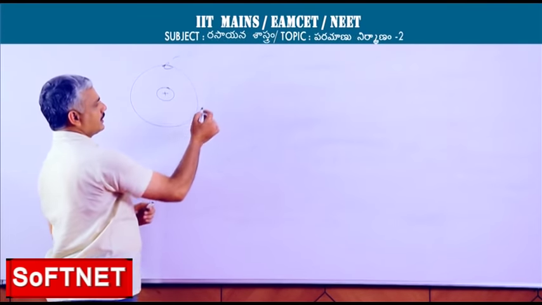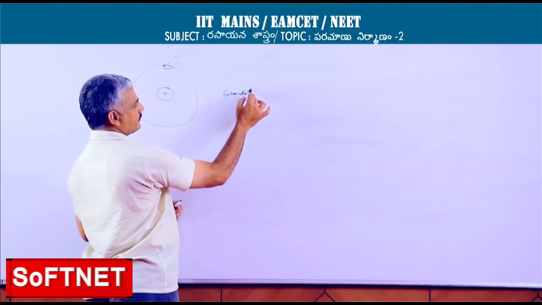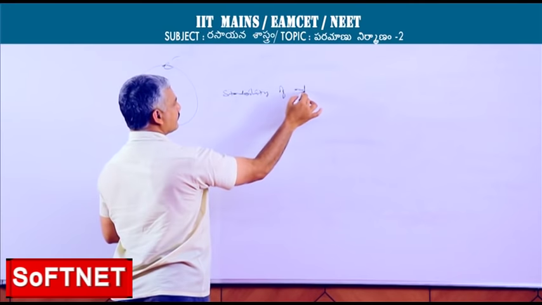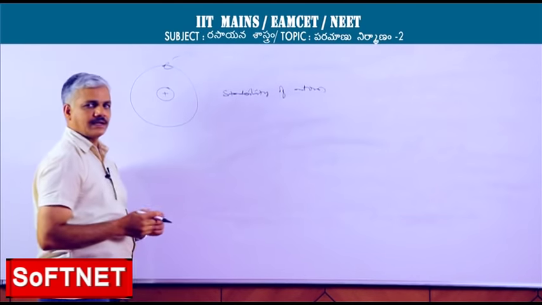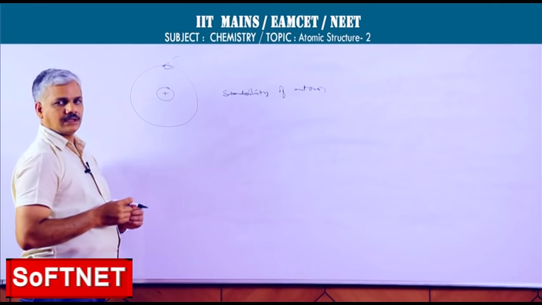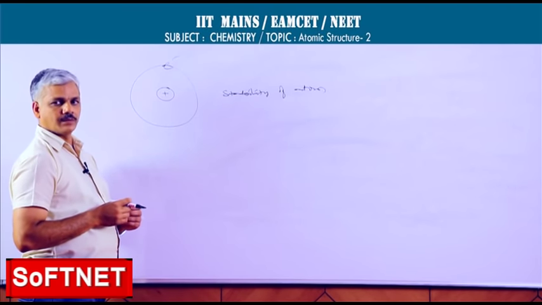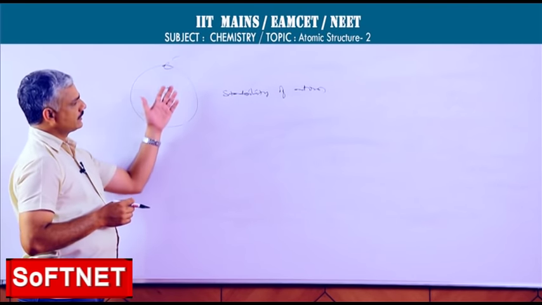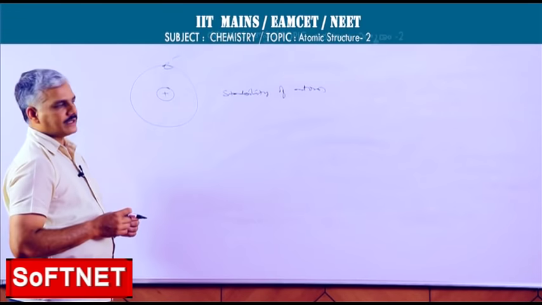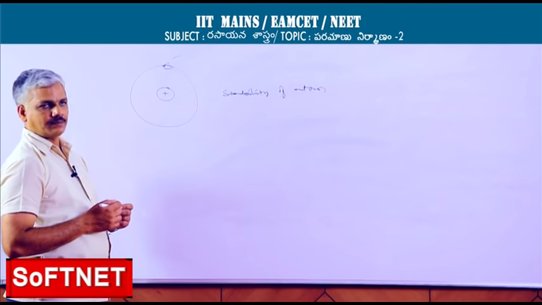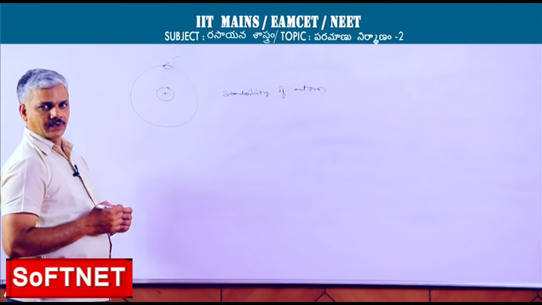So, regarding the stability of atom, still some clarity is missing, which cannot be explained by making use of Bohr's atomic model. So, these are the major limitations that can be attributed to Bohr's atomic model.